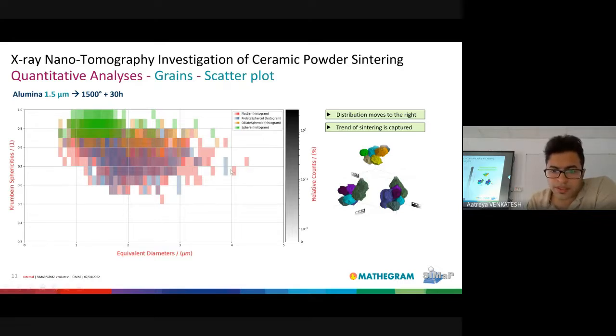Some of the outliers here correspond to faulty segmentation like this, because at this density after 30 hours, the watershed algorithm literally fails to capture and figure out the grains correctly. So it results in merging of grains in most cases.